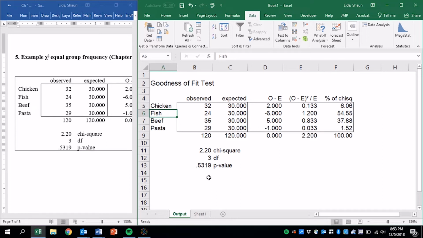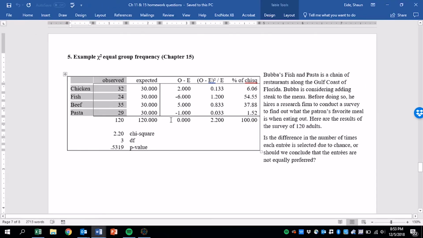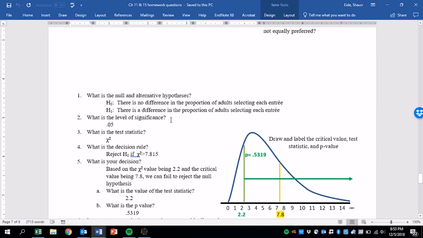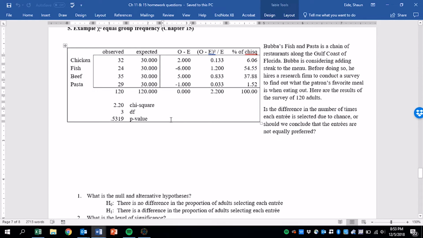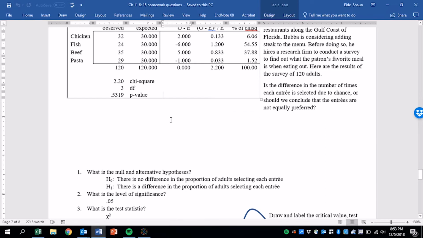So the goodness of fit test indicates, let's take a look at this. First of all, what's the null and alternative hypothesis? Well, it's a little bit different this time. Instead of them being written with symbols, we're writing them with words. The null hypothesis says there is no difference in the proportion of adults selecting each entree.